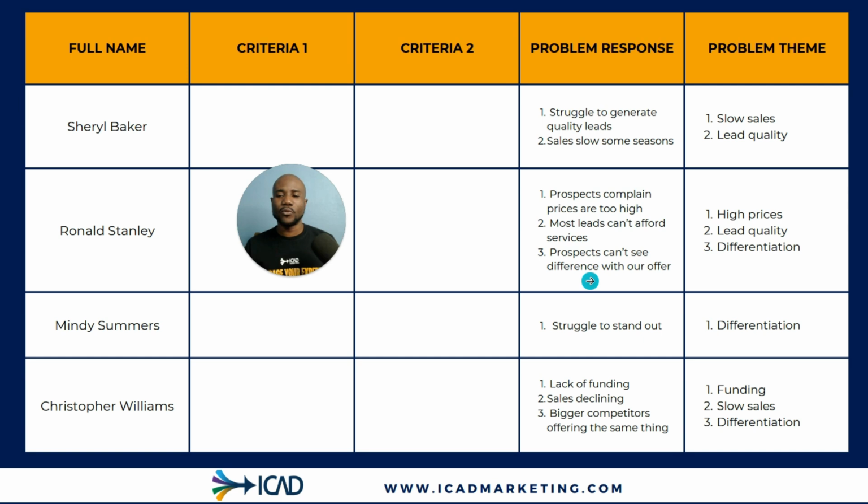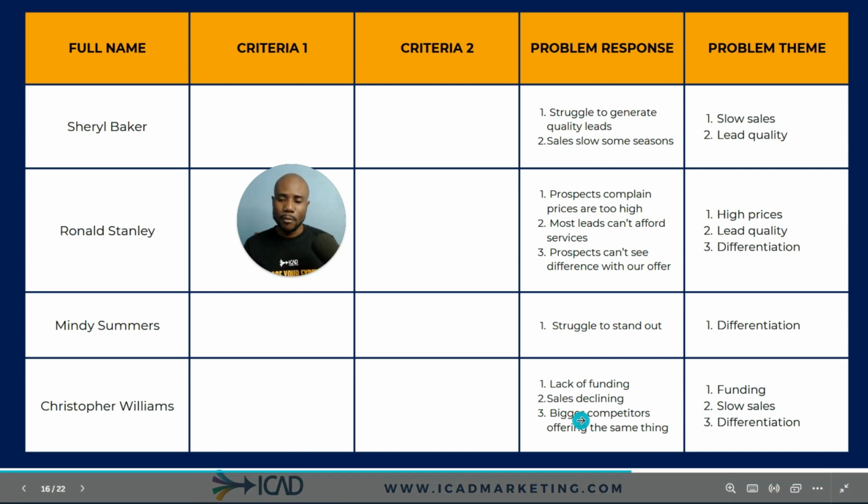Prospects can't see the difference with our offer. Let's say we put that in a category called differentiation, or problem theme. We come to Mindy, struggle to stand out. Same thing again, put it in the category of differentiation. Christopher, lack of funding. We create a problem category called funding. Sales declining, we put in a category called slow sales. Bigger competitors offering the same thing, we put in a category called differentiation.